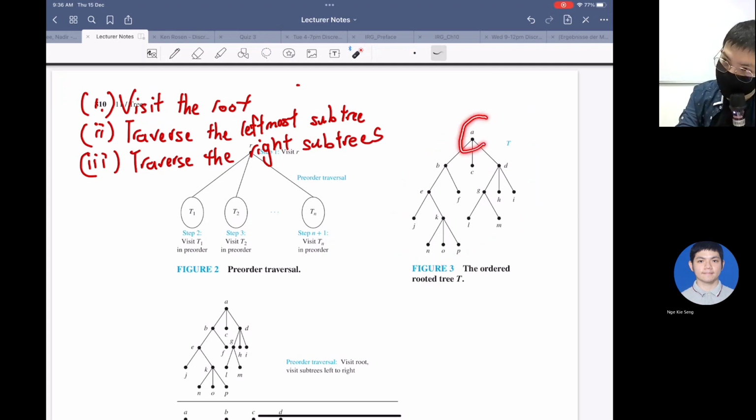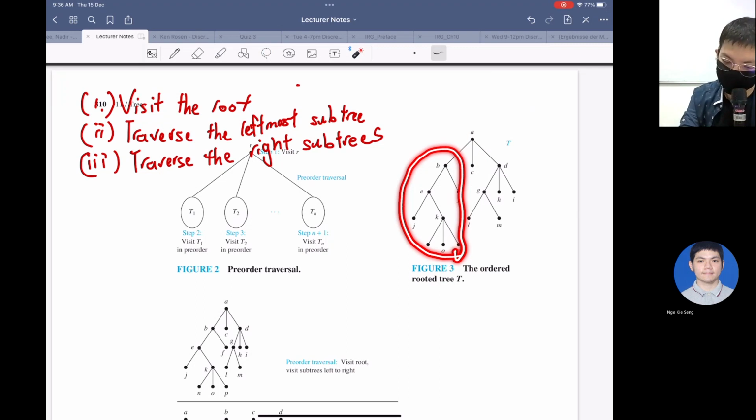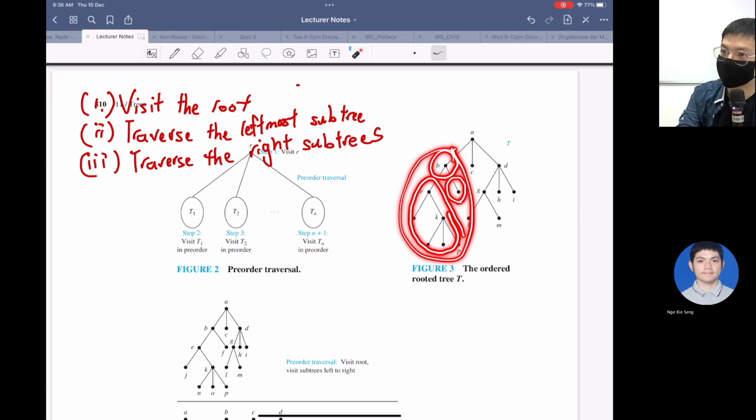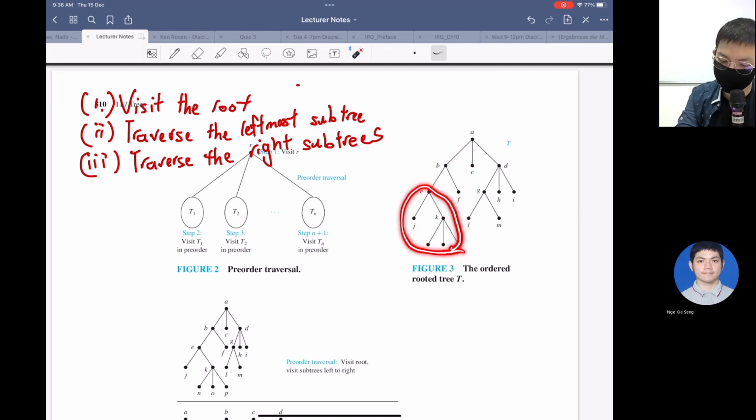So first you need to visit the root. Okay, and then traverse the leftmost subtree. Okay, only then you traverse the right subtree. But to traverse the leftmost subtree, this is still a tree, so you need to repeat the algorithm. You need to visit the root first, traverse the leftmost subtree, and then traverse the right subtree. But here is still a tree, so you need to visit the root first, traverse the left subtree, and then traverse the right subtree.